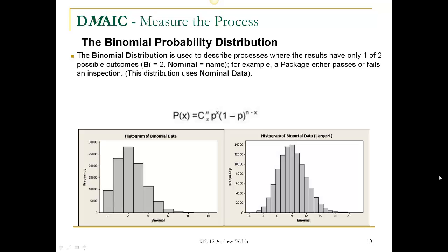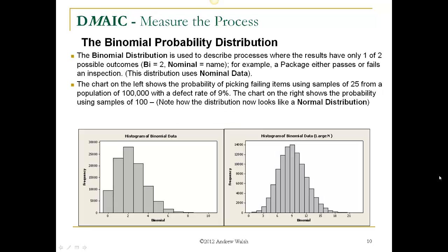And as you see, it has the probability of picking failing items using samples of 25 from a population of 100,000 with a defect rate of 9, as on the left, and the chart on the right shows probability using samples of 100. Notice how the distribution now looks like a normal distribution, slightly skewed to the right. So we may think this is normal data and be treated that way, but we should consider the type of data that we're collecting.